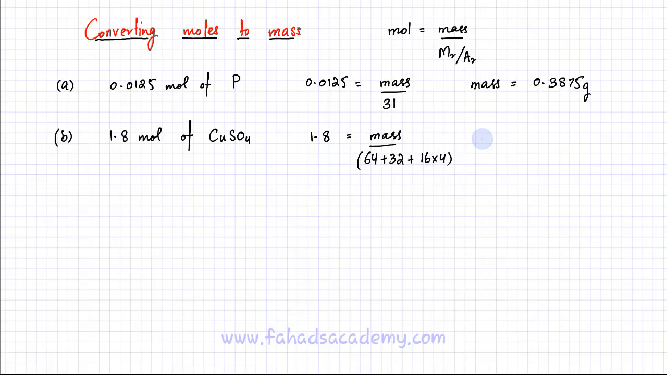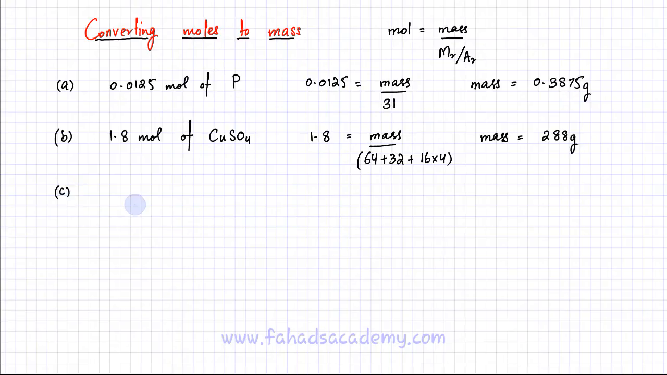So the mass comes out to be, in this case, 1.8 multiplied by this entire thing. So that comes out to be 288 grams. So that's your second example. Now we're going to move to another example.